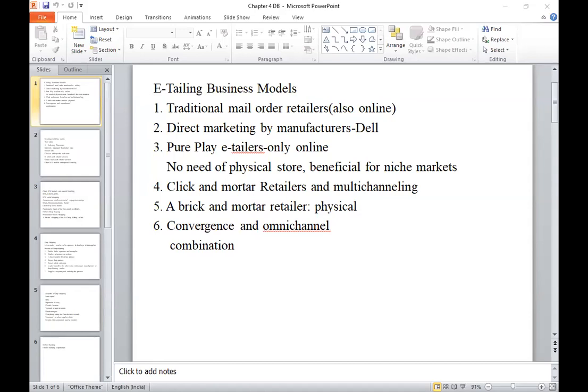So for B2B, they have the direct channel. For B2C, they will have to think about different channels of intermediaries to reach the end customers. Business to government, even that is one thing. Maybe a manufacturer is there who is catering to government, to businesses, and to customers. So there are different mediums wherein the company can think of reaching the end customers. So this part comes in this click and mortar retailers and multi-channeling.